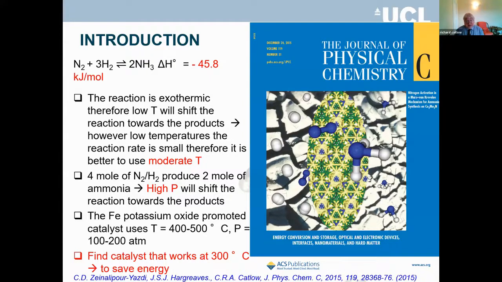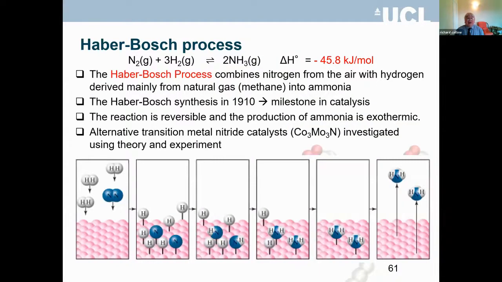It's an exothermic reaction, but it's a slow reaction, so you need moderate temperature and you need high pressure. And of course, the classic catalyst, still the industrial process, is potassium oxide promoted iron, which is the Haber-Bosch process, one of the great breakthroughs in the early part of the last century in catalytic science. But it's a very energy intensive process, and we want to find a catalyst that works at lower energy. This is the Haber-Bosch process.